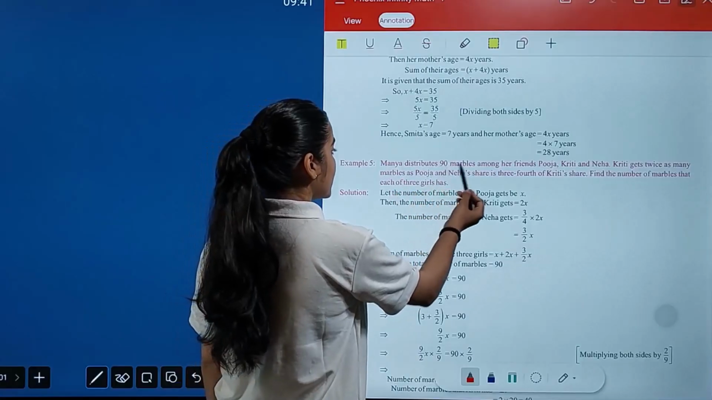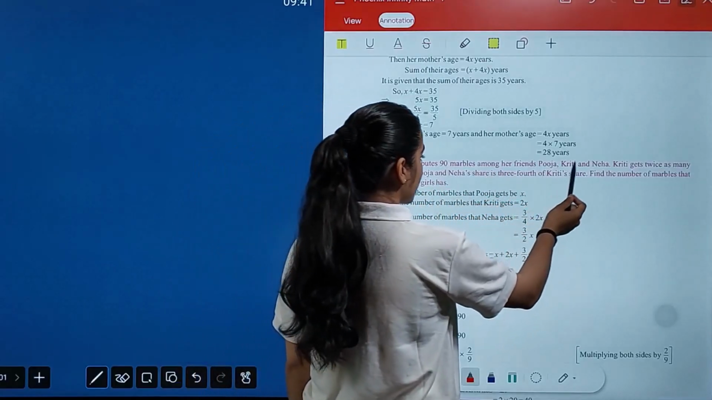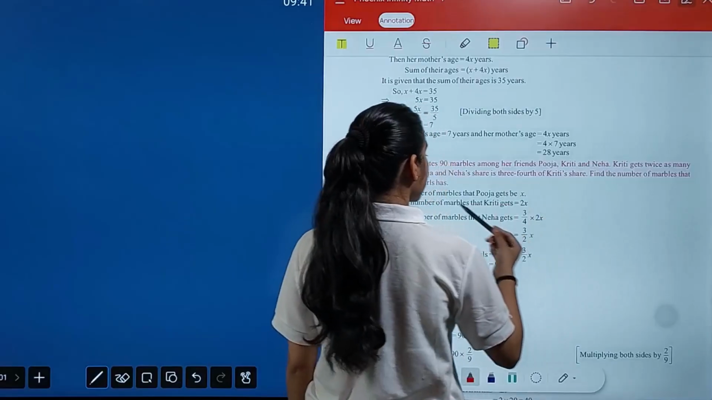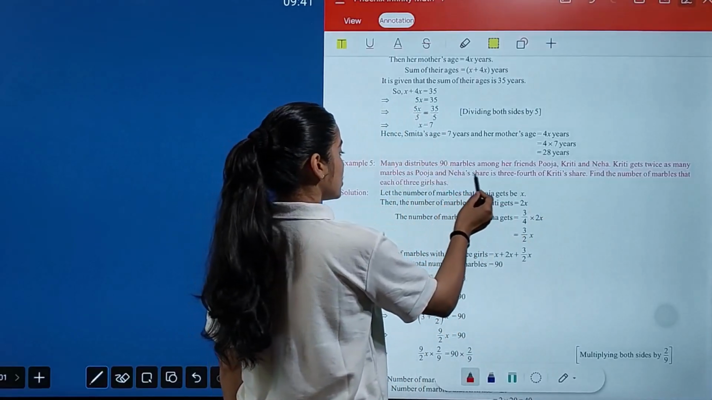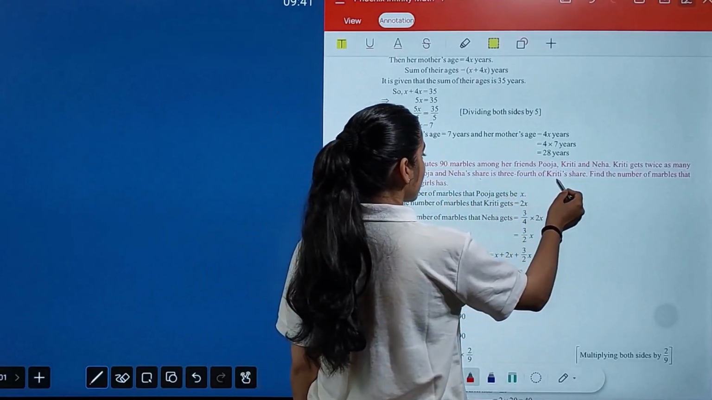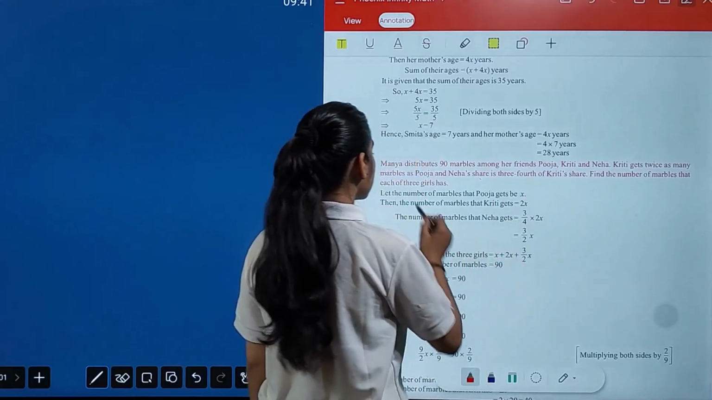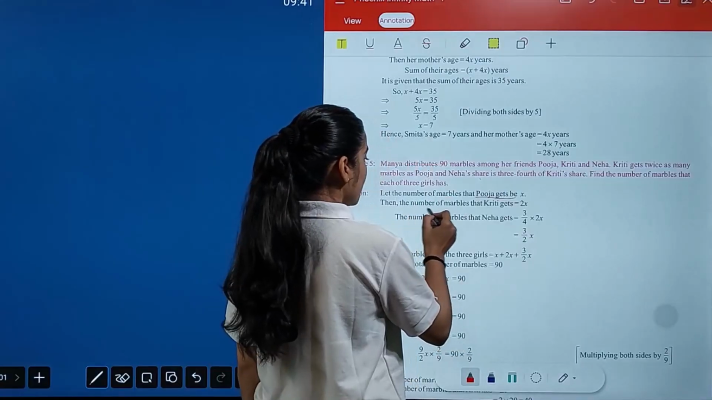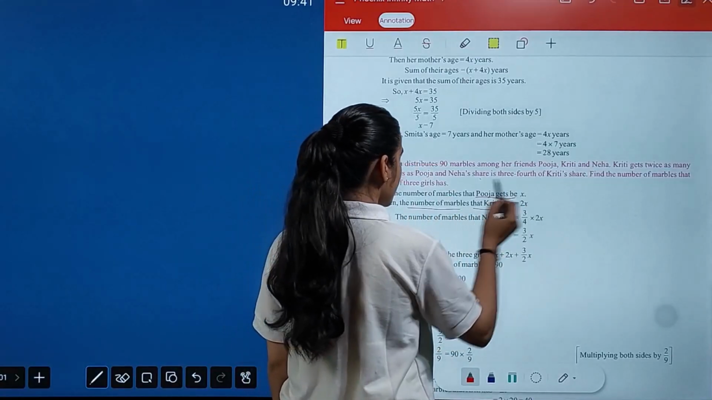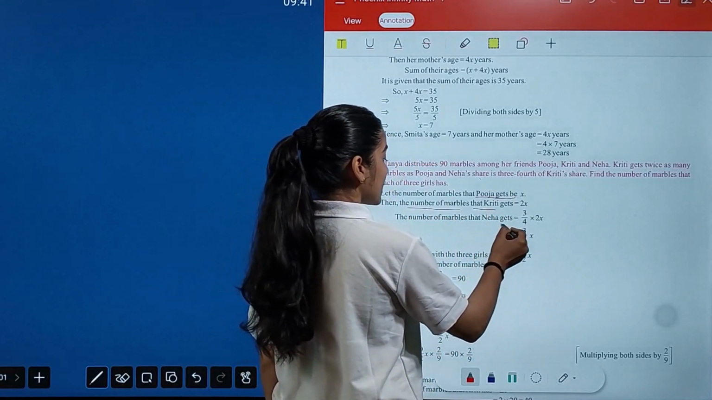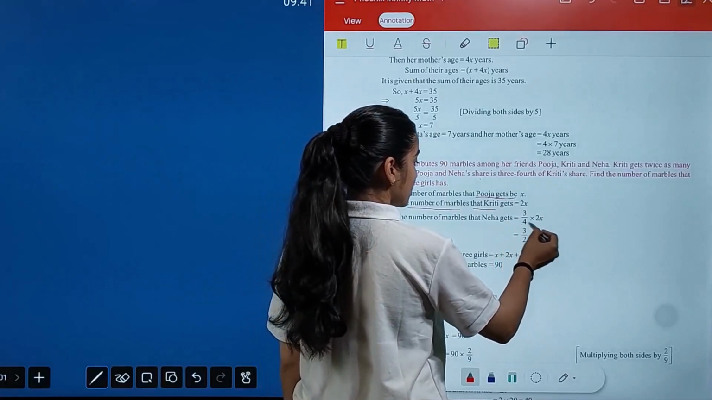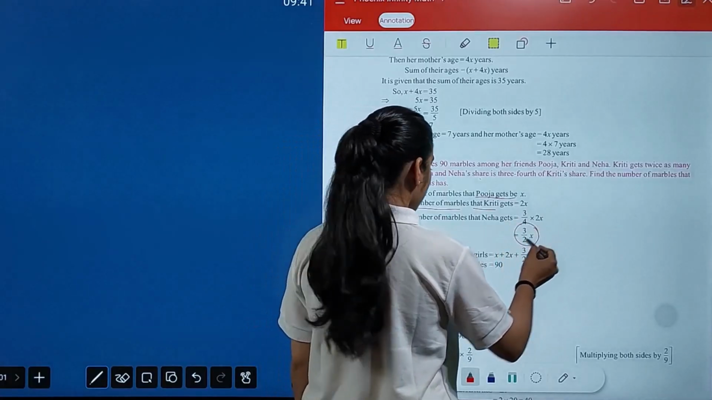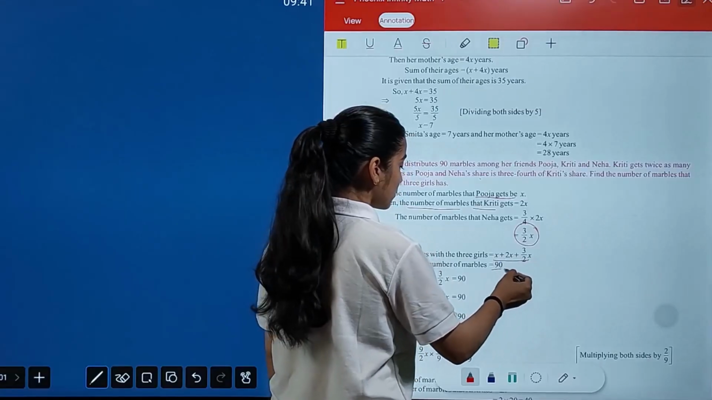Manya distributes 90 marbles among her friends Pooja, Kirti and Neha. Kirti gets twice as many marbles as Pooja and Neha's share is 3/4 of Kirti's share. Find the number of marbles that each of the three girls has. So Pooja gets x, Kirti gets 2x, and Neha gets 3 by 4 multiplied by 2x, so it means 3 by 2 x. Now we have to add them together, that is equal to 90.